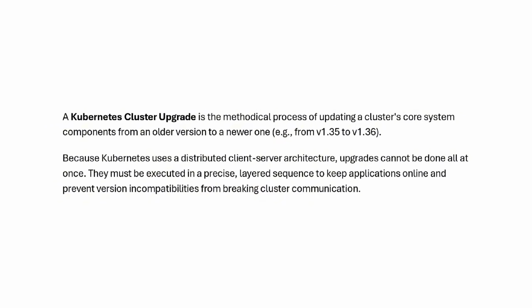So a Kubernetes cluster upgrade is a methodical process of updating the cluster's core system components from the previous version to the latest version. Because Kubernetes is a distributed client-server architecture, upgrades cannot be done all at once. They must be executed in a precise layered sequence so that the applications stay up and running and the version updates do not break cluster communication due to version incompatibility.